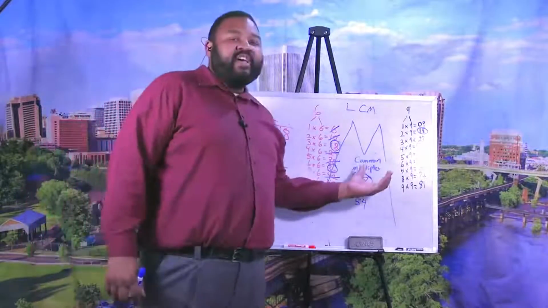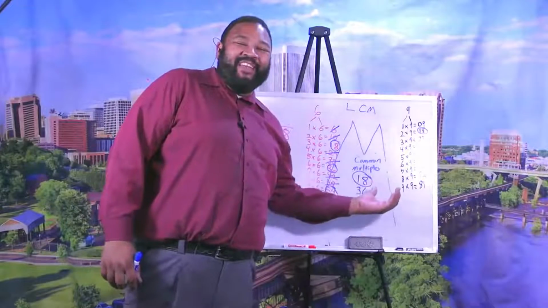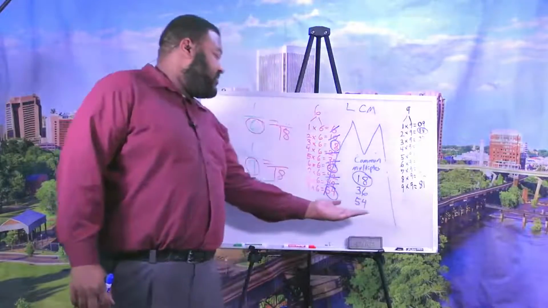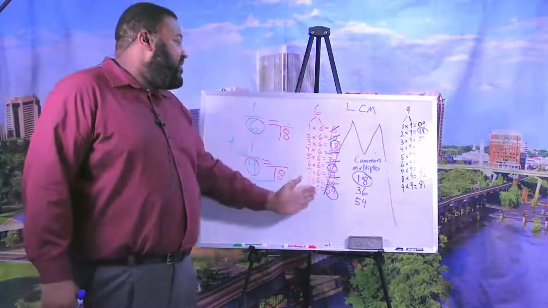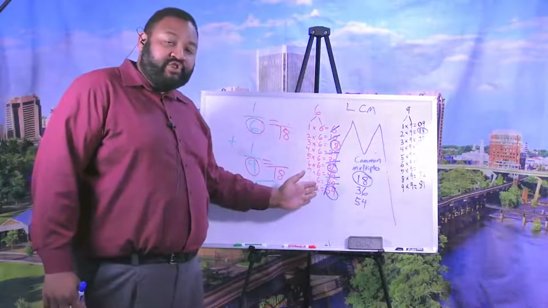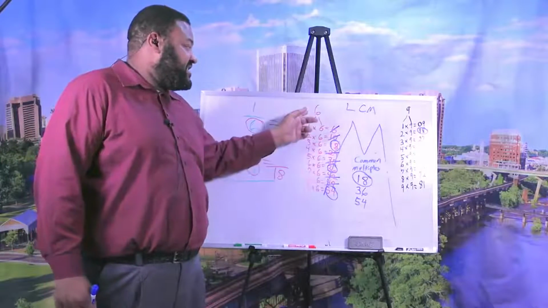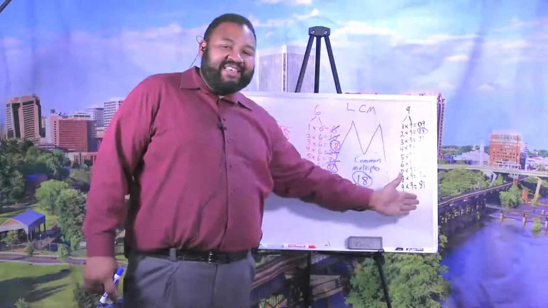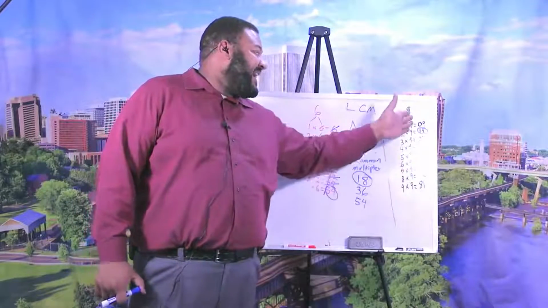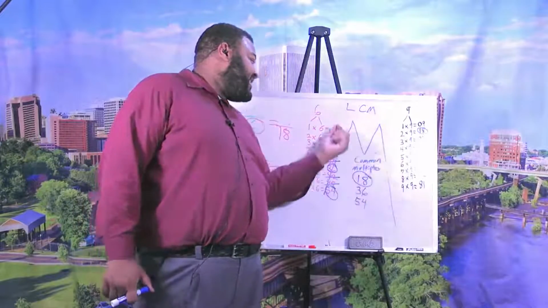What I use, my big M, is a graphic organizer. Over here, I did my pick and choose chart of my multiplication facts for 6. Over on this side, I did my multiplication facts for my 9. And in the middle, I looked at the answers.